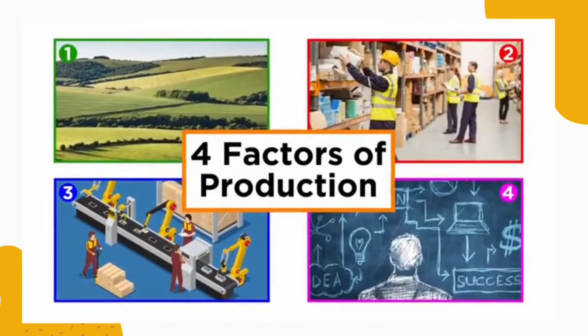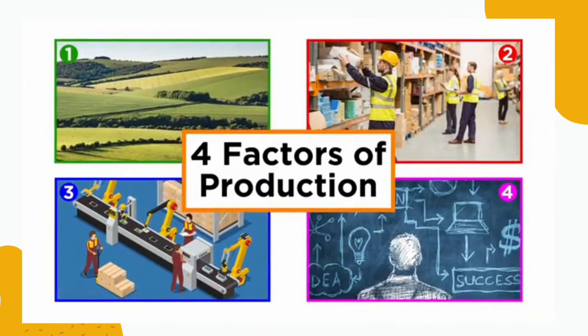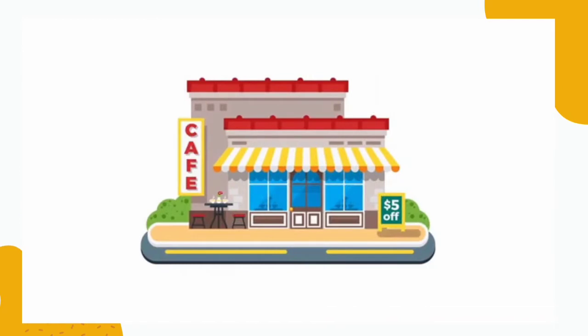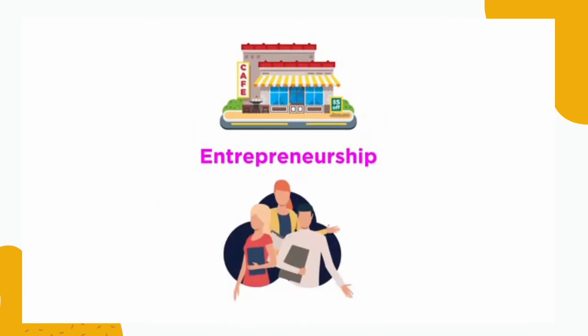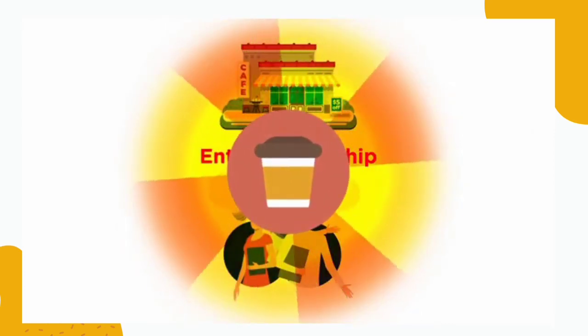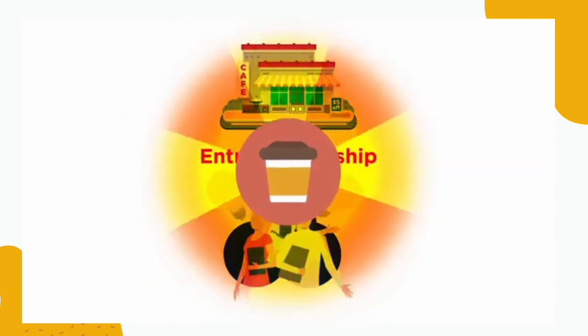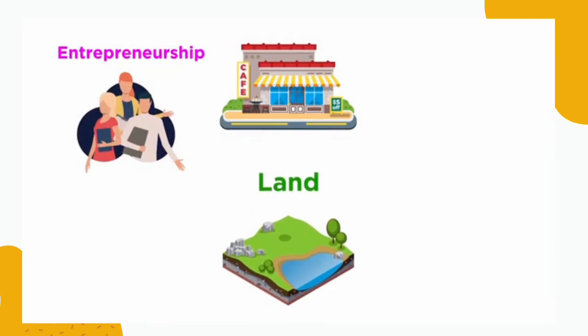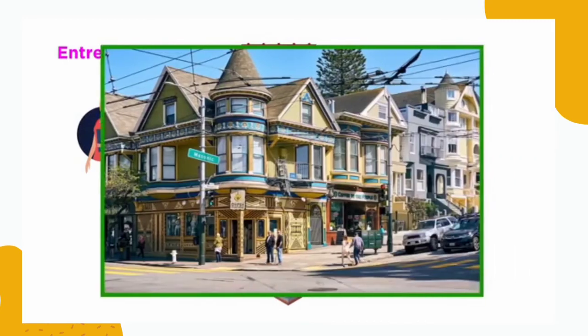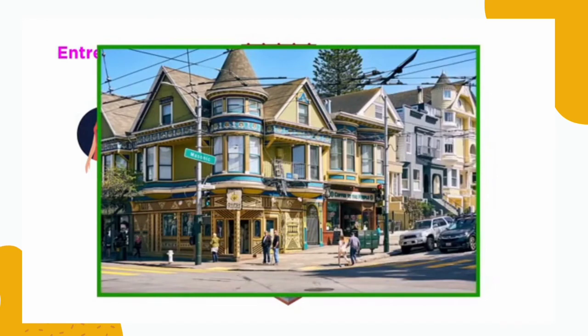To demonstrate the four factors of production, let's consider an example of a company, like, say, an artisanal coffee shop. The first factor that comes into play is entrepreneurship. One or more entrepreneurs must be inspired to sell high-quality coffee in planning to open up this coffee shop. Second, the entrepreneurs need land. This land includes where the coffee shop would be located, like perhaps this neighborhood in San Francisco.